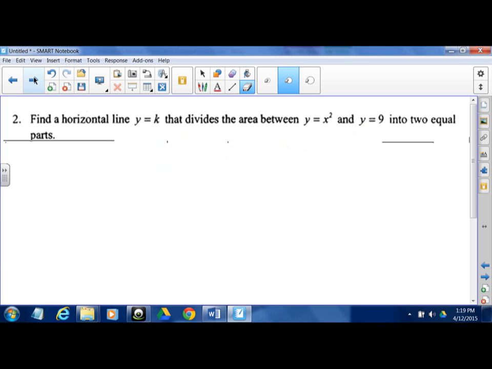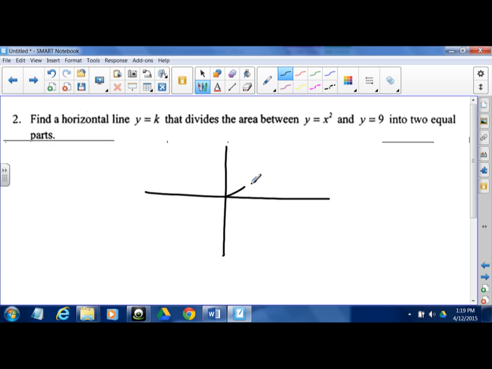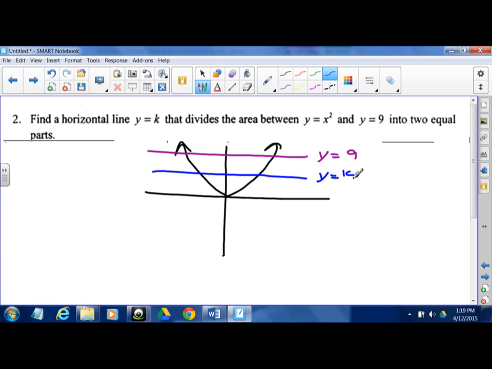So let's do number 2, and it says find a horizontal line y equals k that divides the area between y equals x squared and y equals 9 into 2 equal parts. All right, well let's draw a picture and see what we're working with here. Okay, so we have a parabola y equals x squared, and we have y equals 9, which is up at the top. It's right here, y equals 9. And we're going to split this thing into two regions. We're not quite sure where, but we know that the value is going to be k.